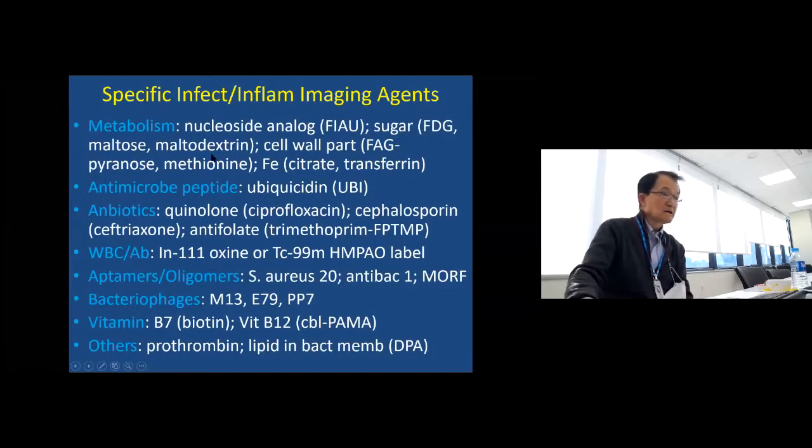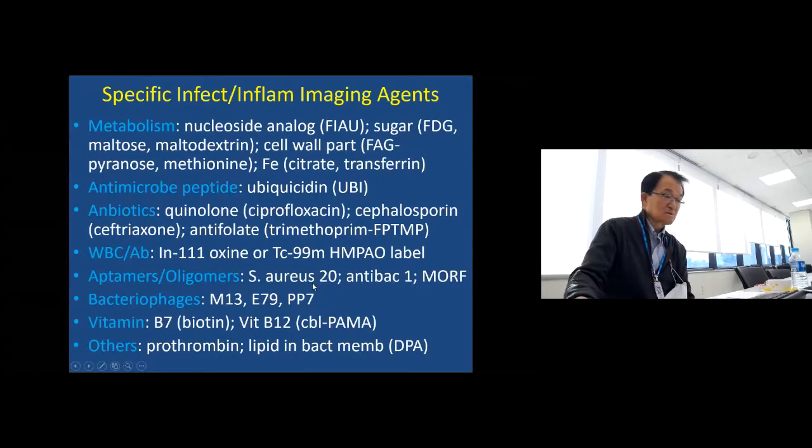So, specific agents utilizing metabolites: nucleoside and then sugar, this kind of cellular wall, certain ion transferring things, and the peptide ubiquitin. This has all been labeled. Certain drugs, antibiotics, antifolates, particularly ciprofloxacin, and then indium-111 oxine and technetium HMPAO for labeling white cells.